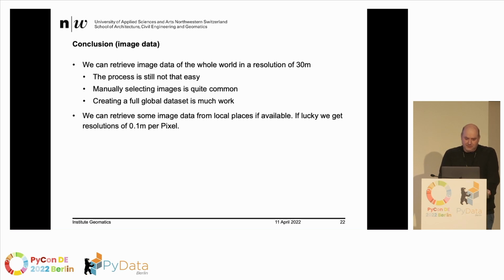We can retrieve images of the whole world. If we have local data sets, as I said before, from local governments like Switzerland, Germany, they have really nice data sets. In the US, they have nice data sets too. And you can have 0.1 meter, 0.5 meter per pixel resolutions, or if you have some remote locations, then you can get a 30 meter data set from Landsat 7.